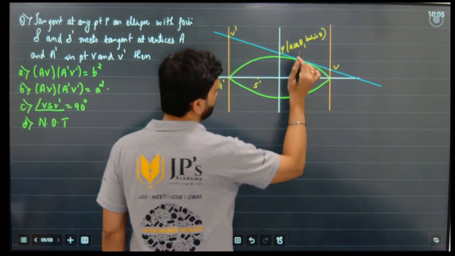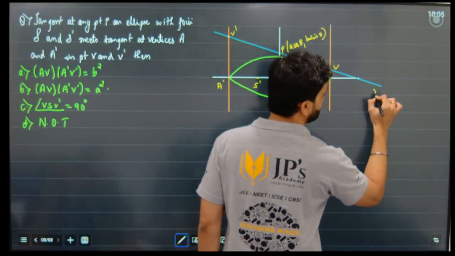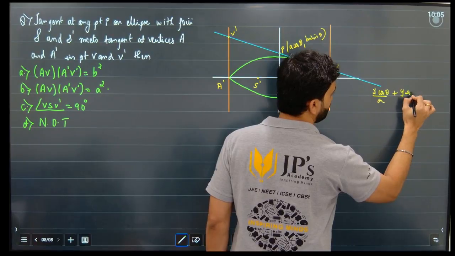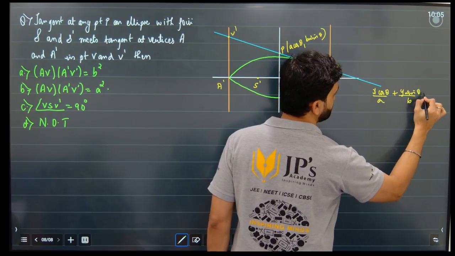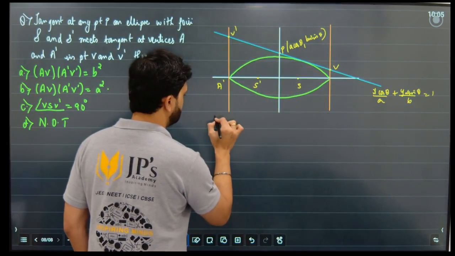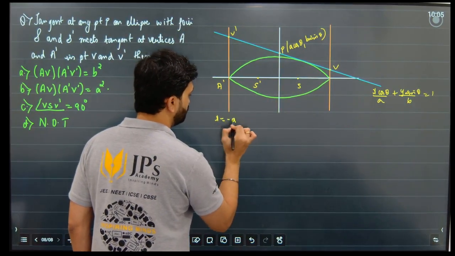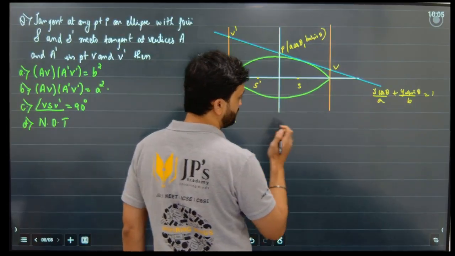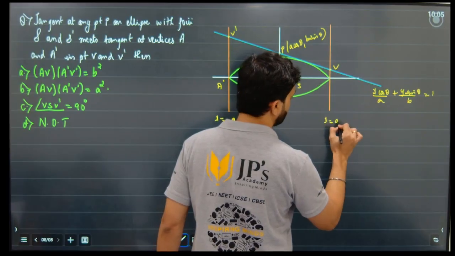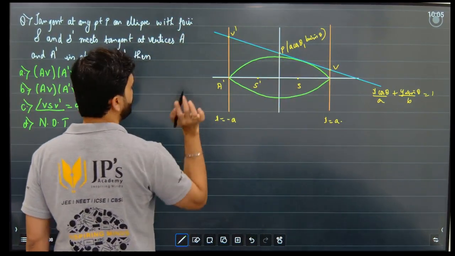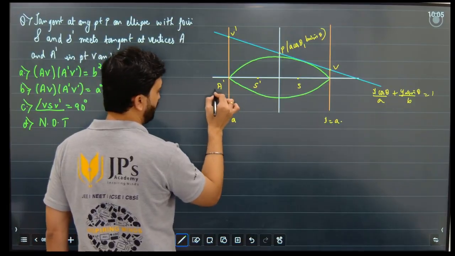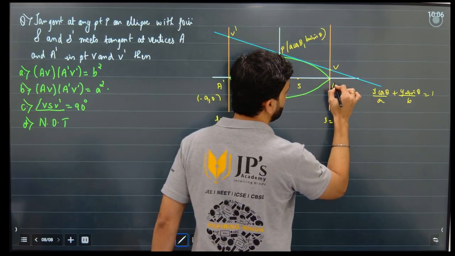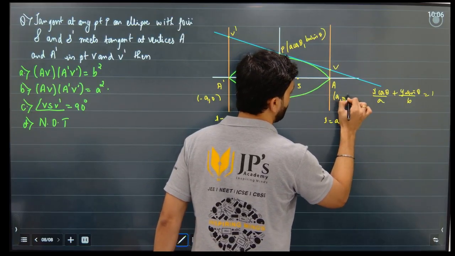I've drawn the diagram. This equation of tangent is x cos theta by A plus y sin theta by B is equal to 1. This is x is equal to minus A by E, x is equal to minus A, and this will become x is equal to a. Meets the tangent vertices. So this is minus a comma 0. I know that this is going to be minus a comma 0. This is a, which is going to be a comma 0.